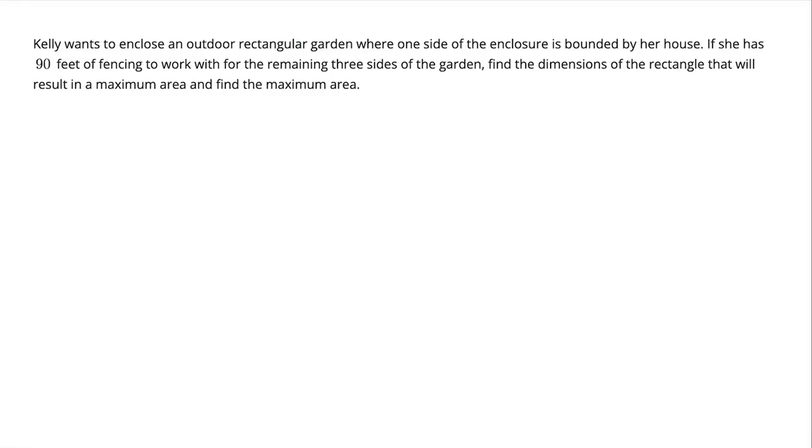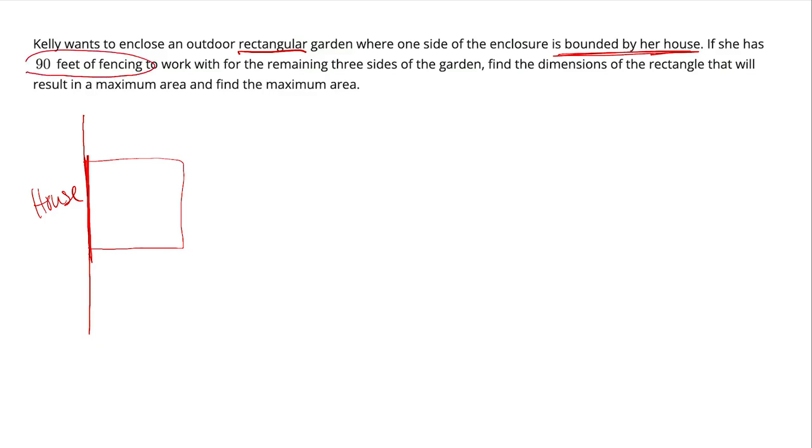Kelly wants to enclose an outdoor rectangular garden where one side of the enclosure is bounded by her house. Okay, so if this is her house over here, she wants to make a garden so that she doesn't have to have fencing for that one side. So it's going to save her money. All right, so she has 90 feet of fencing to work with for the remaining 3 sides of the garden.